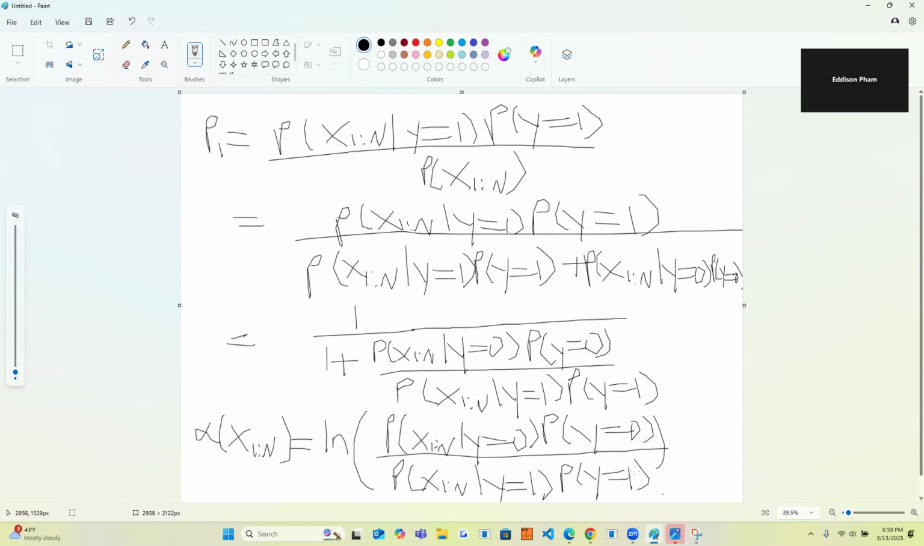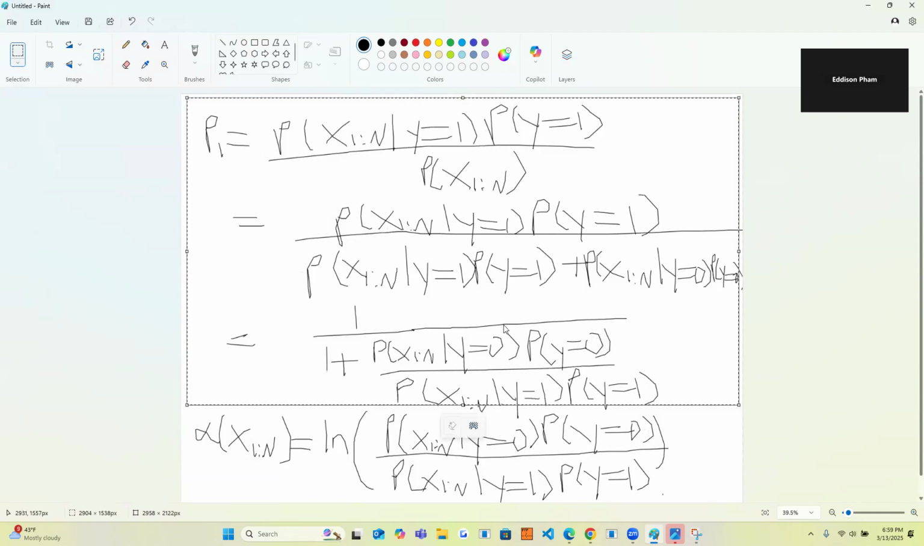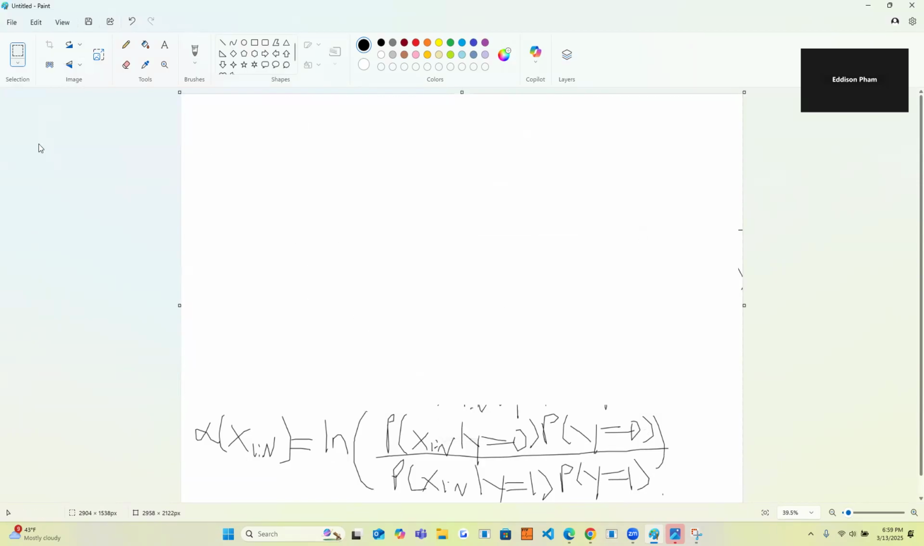And yeah, so that's literally all you have to do. Let me clear up this top part to finish up the question. With this, finally, you can write P1 is equal to 1 over 1 plus e to this decision boundary. So that's how you would write it in terms of the decision boundary.